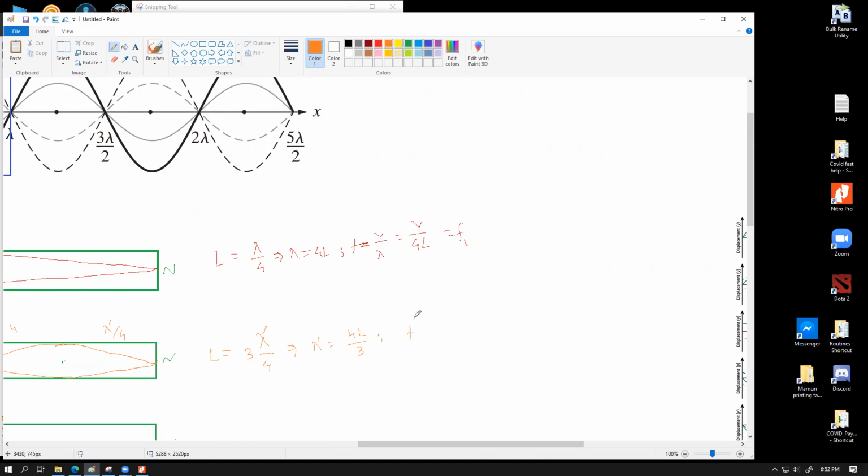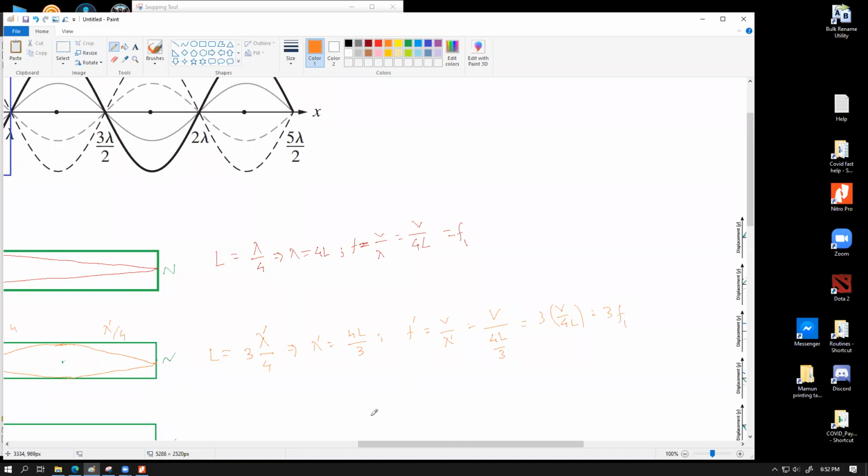So the new frequency we're going to get is V by lambda prime, which is V divided by 4L by 3. So we get 3 into V by 4L, which gives us 3F1.